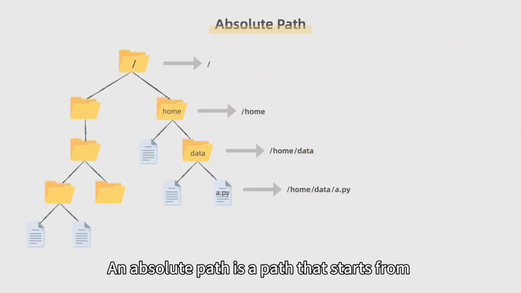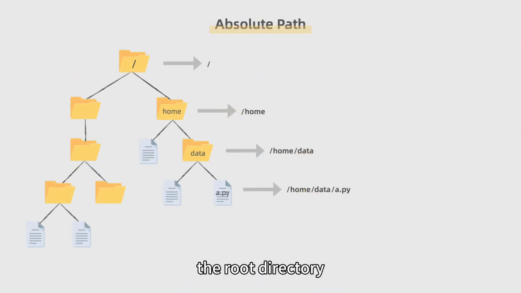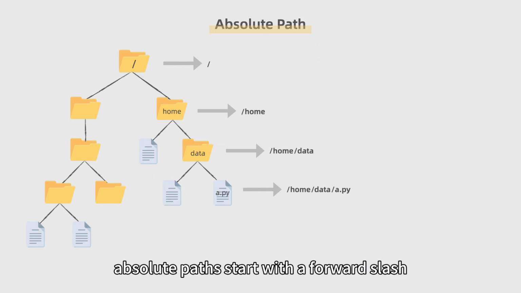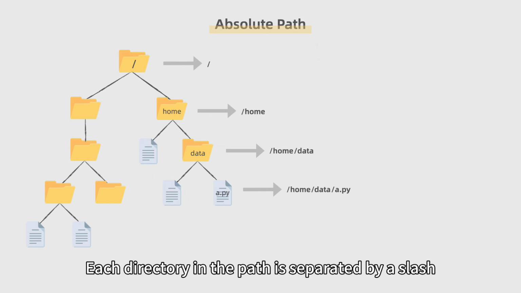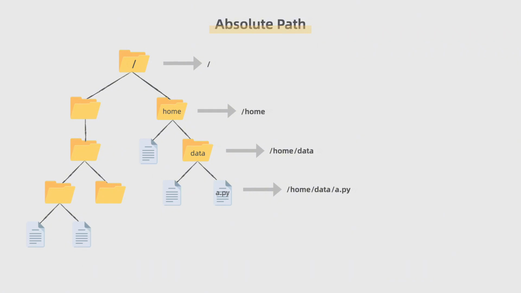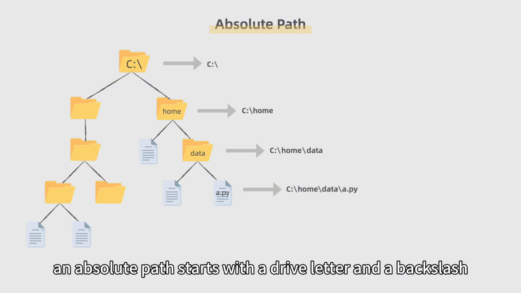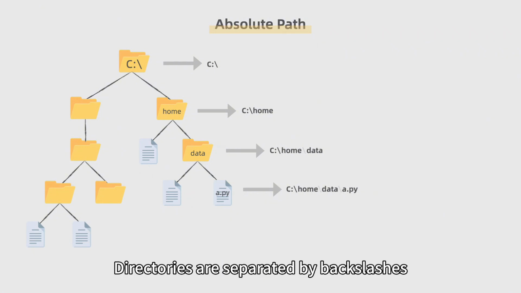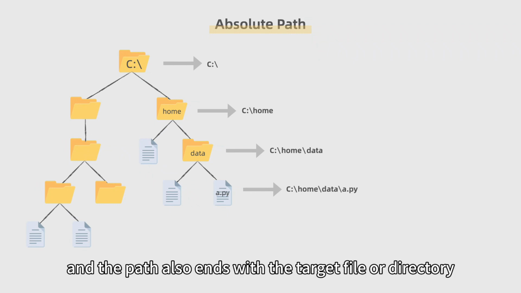An absolute path is a path that starts from the root directory. On Linux and macOS, absolute paths start with a /. Each directory in the path is separated by a /, and the path ends with the target file or directory. On Windows, an absolute path starts with a drive letter and a \. Directories are separated by backslashes, and the path also ends with a target file or directory.